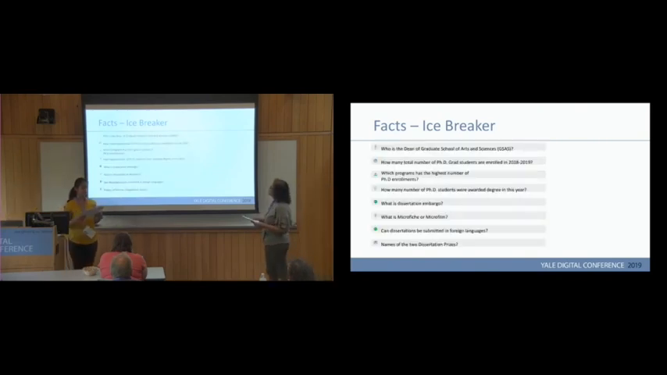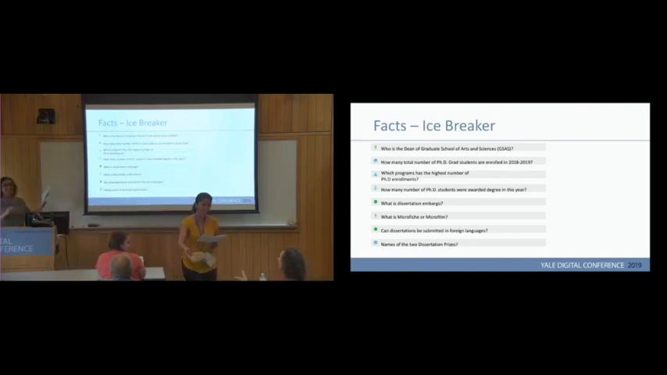Okay, so the first question. Who is the Dean of Graduate School of Arts and Science? Okay, Jamie. You can take whatever you want. Okay, so Dean Lynn Pooley is the Dean of Graduate School of Arts and Science, and she was appointed in 2014. She was Professor of Genetics and the Director of BBS during that time.